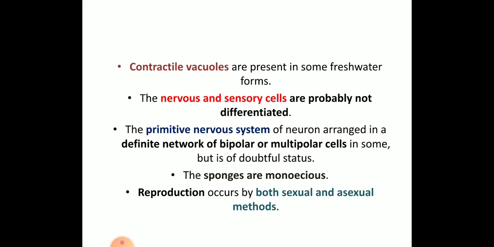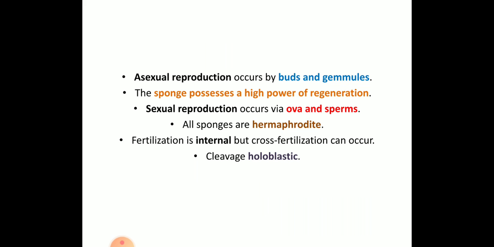And in the nervous system, as I have said, you can find bipolar and multipolar cells which receive the signal from the external environment. And sponges are monoecious. What do you mean by monoecious? They are made up of a single type of cells, so they are called monoecious. Reproduction occurs by both sexual and asexual methods. In asexual reproduction, we have bud formation and gemmule formation.